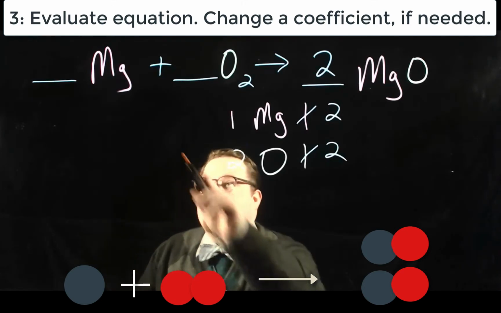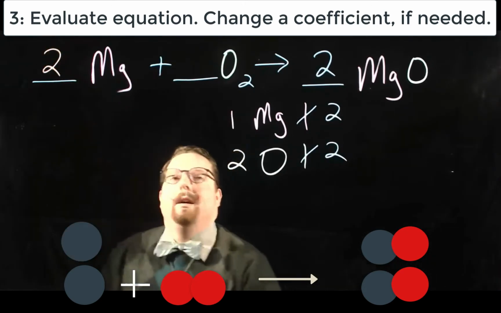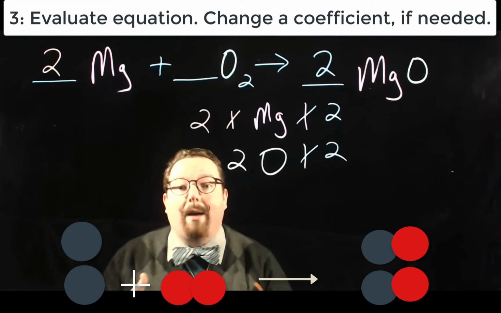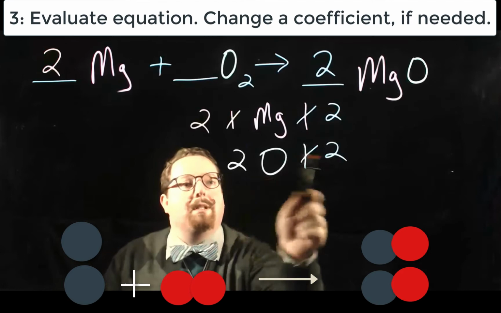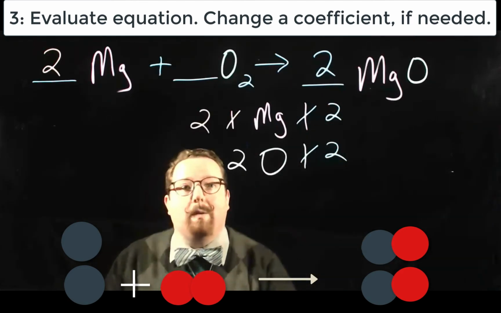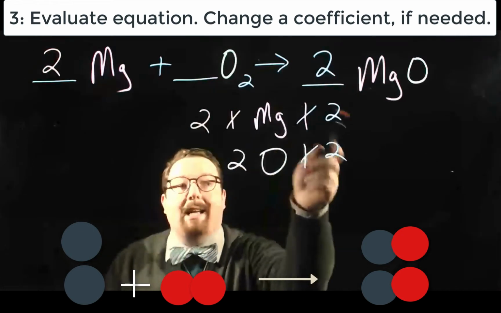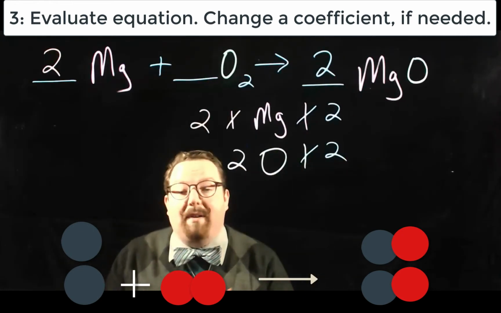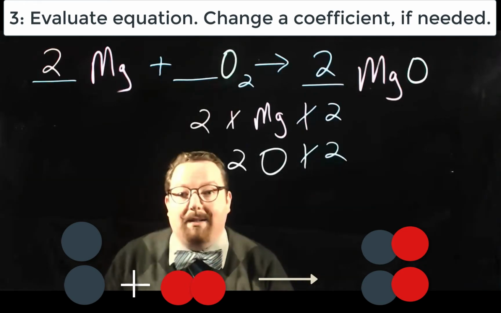So we could make this one 2 up here. That would give us now 2 Mg's, and that would make us balanced. 2 and 2 and 2 and 2. It's important to know they don't all have to be 2, but the magnesium, if it's 2 on one side, has to be 2 on the other. If the oxygen were like 6, that'd be fine. It would just have to be 6 on both sides.